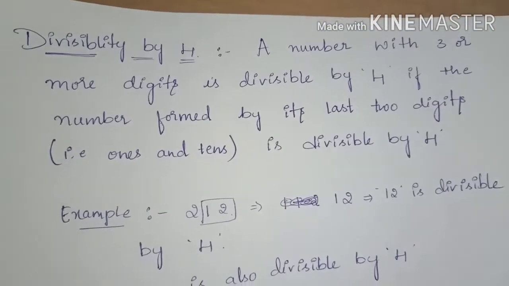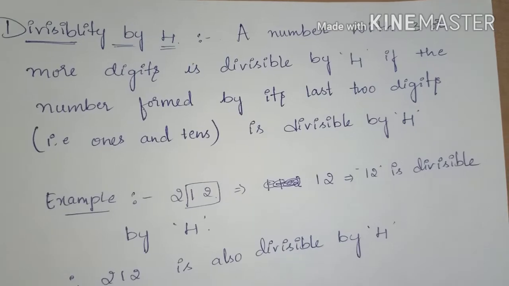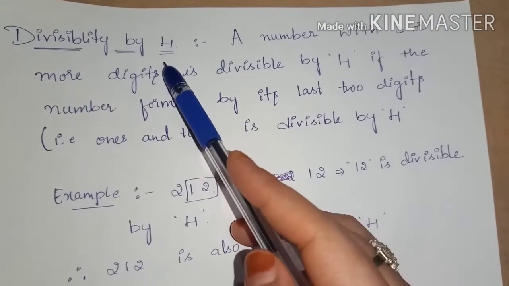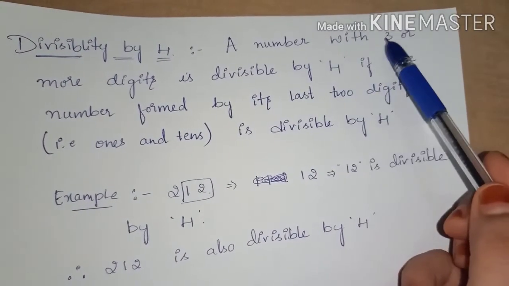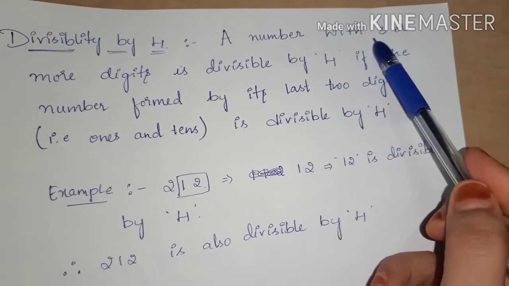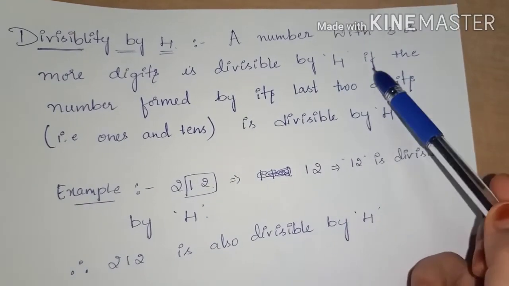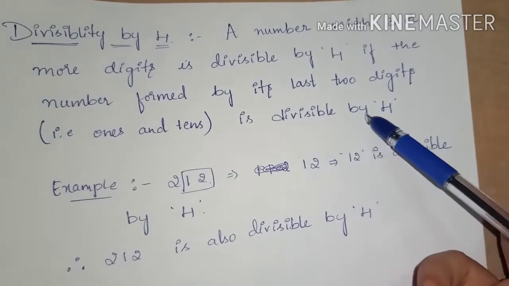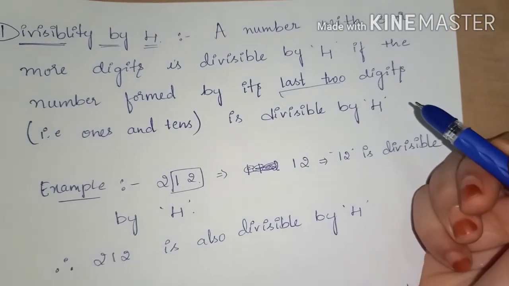So now we have seen divisibility by 10, divisibility by 5, 2 and 6 and 3. The next one is divisibility by 4. The rule says that a number with 3 or more digits, the number should contain minimum 3 digits or more, is divisible by 4 if the number formed by its last 2 digits is divisible by 4. Last 2 digits in the sense ones place and tens place.